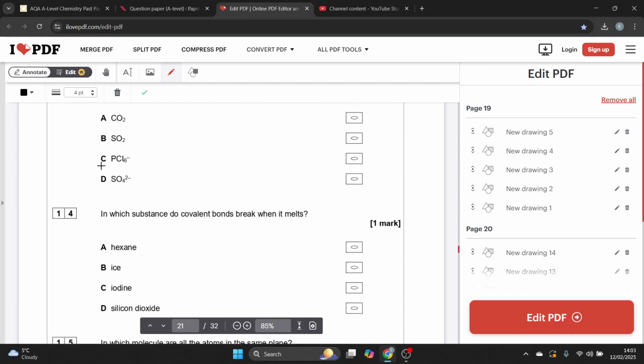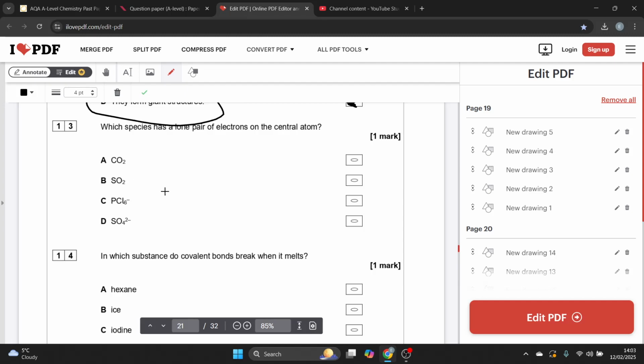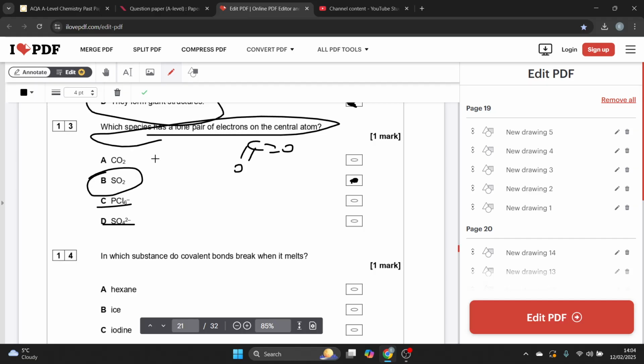Question 13. Which species has a lone pair of electrons on the central atom? Carbon dioxide. A lone pair of electrons on the central atom. SO2. These two definitely don't. Carbon dioxide is just like that, no lone pairs of electrons. SO2 will. SO2 has a lone pair of electrons on the central atom.